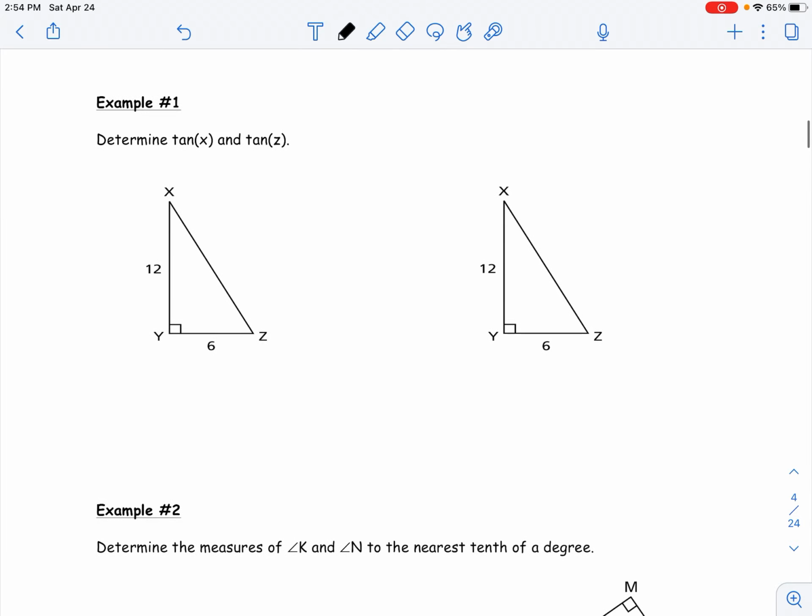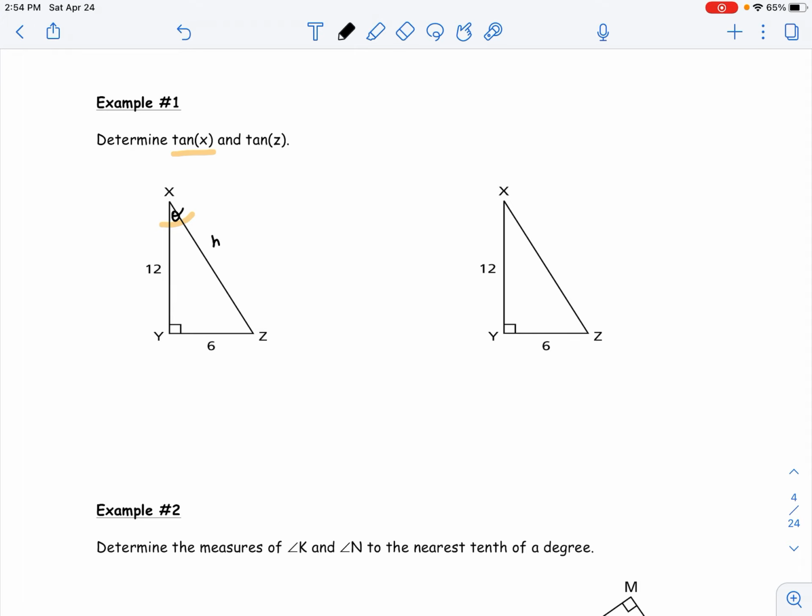So let's try example number 1. In this case, we're looking from angle X. So you're going to highlight angle X. We're going to put that little theta symbol to represent the angle we're looking from. And we need to start by labeling the sides of our triangle.